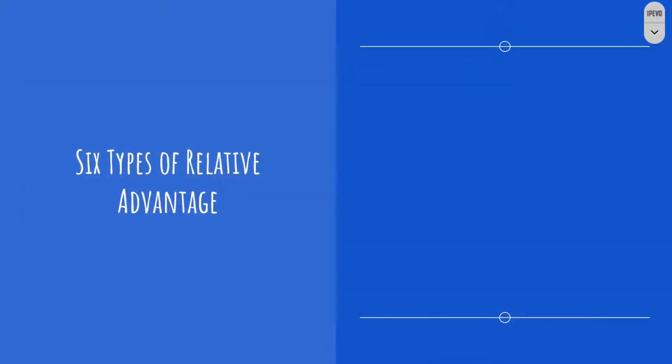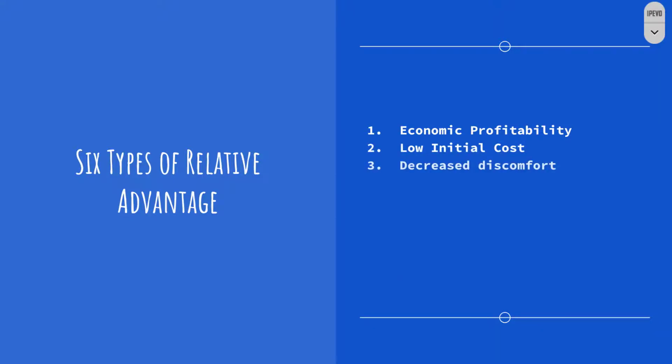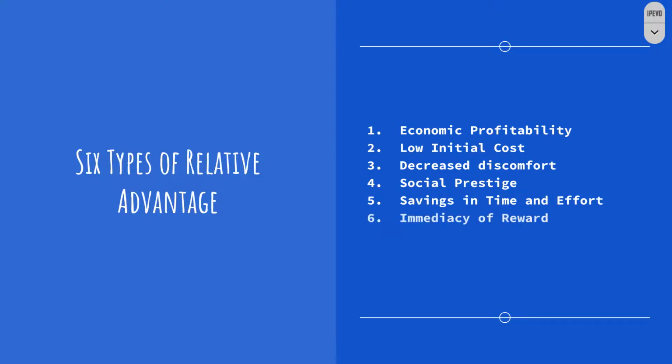Altogether, Rogers identifies 6 types of relative advantage and notes that the type of advantage most significant will vary based on the needs and characteristics of the intended adopters. The 6 types of relative advantage are economic profitability, low initial cost, decreased discomfort, social prestige, savings in time and effort, and immediacy of reward.